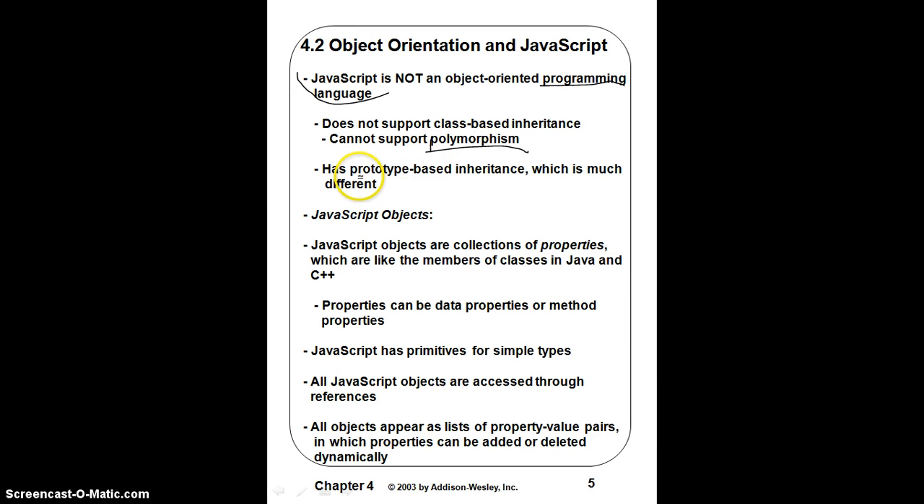Here it has prototype-based inheritance, which we'll discuss later. What is the meaning of prototype-based inheritance? Properties can be data properties or method properties. All the objects in JavaScript appear as property-value pairs. There is one property for that method and one value for that method. These properties can be added or deleted dynamically.